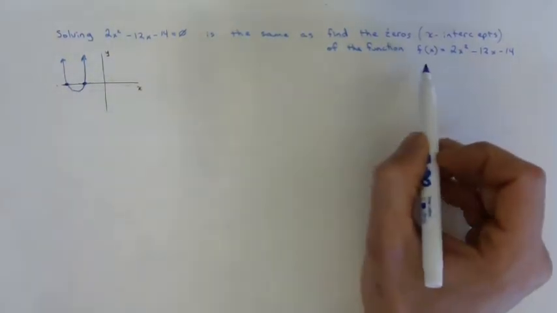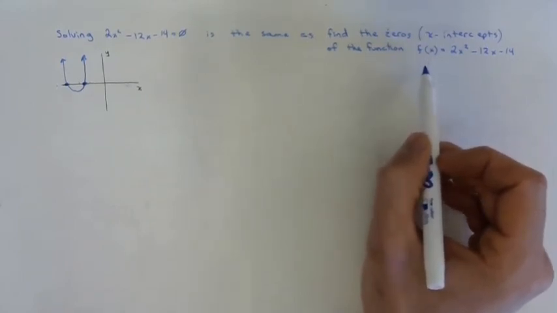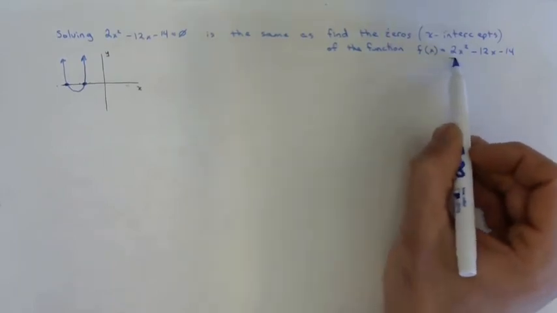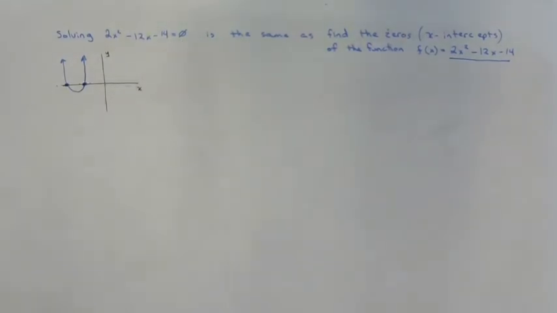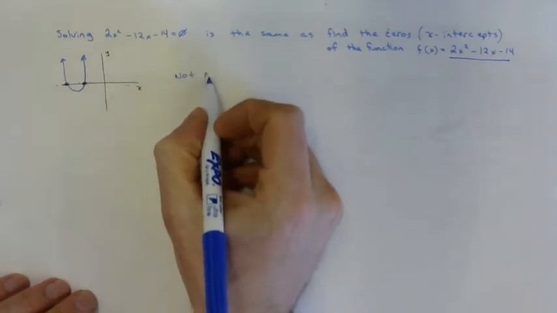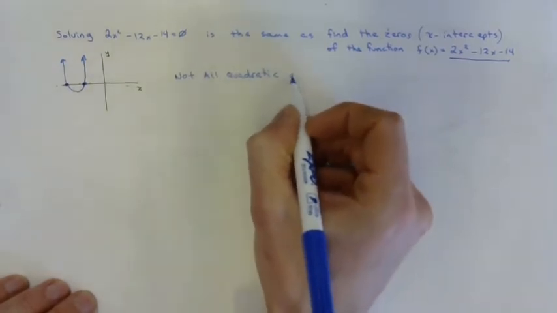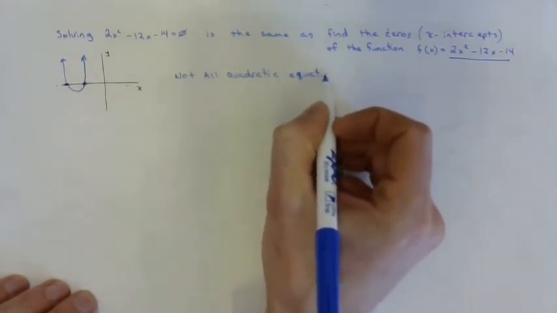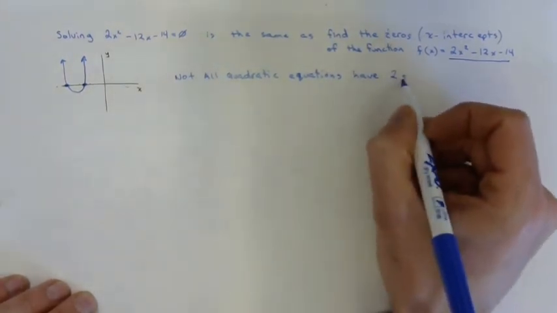So you're going to get problems that say, where does the function f of x equal 0? All you have to do is say, here's the function, make it equal 0, and then solve. Solve how? Factoring, completing the square, quadratic formula are your options. One more note right here. Not all quadratic equations have two solutions.